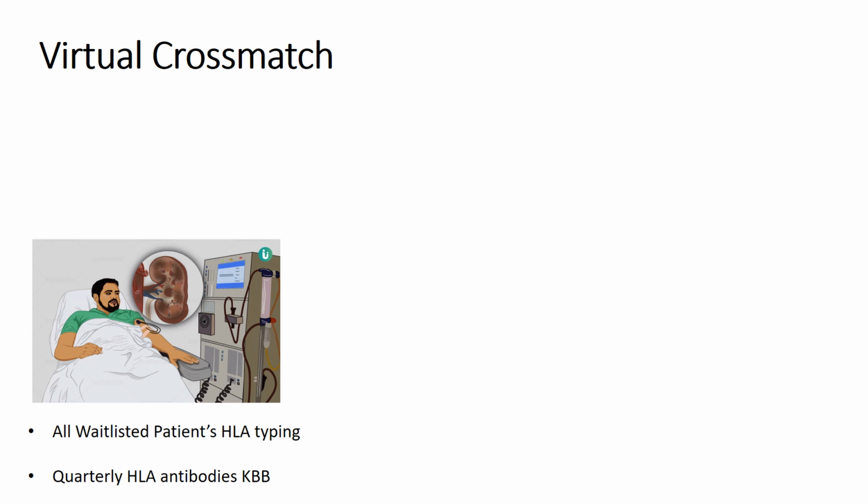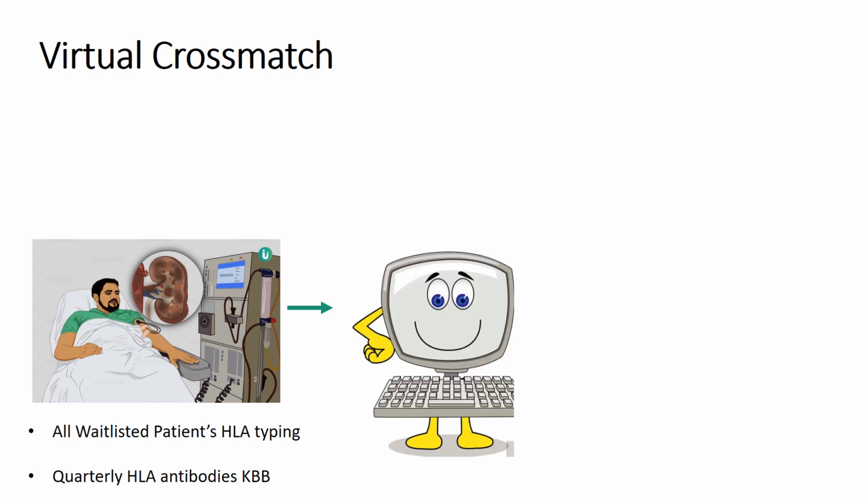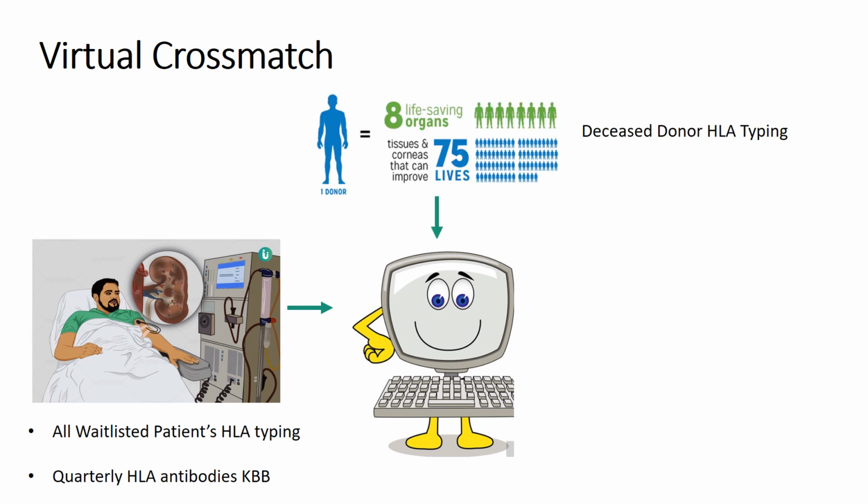So how do we do this in our lab? All wait-listed patients have their HLA typing done in their initial assessment. In addition, in order to be maintained on the wait list, we have to draw a serum sample once every 3 months for HLA antibodies. The HLA typing and the cumulative PRA are then added to our computer system that has the software for the virtual cross-match.